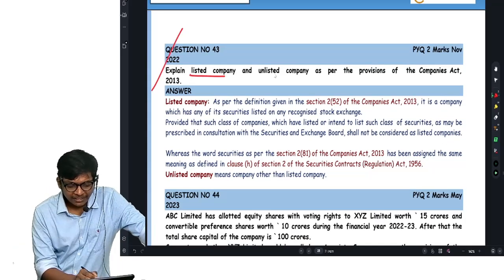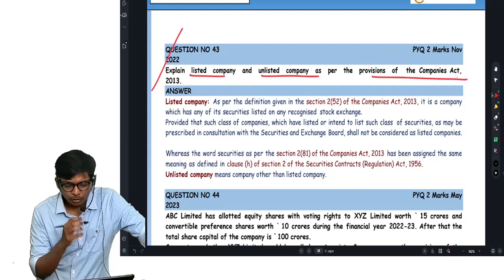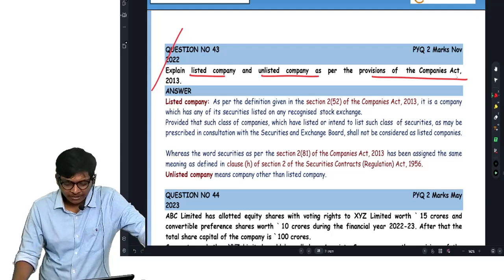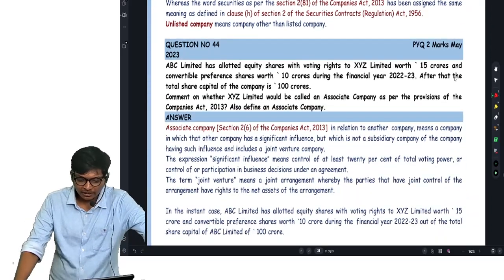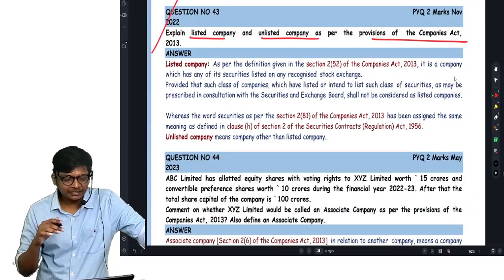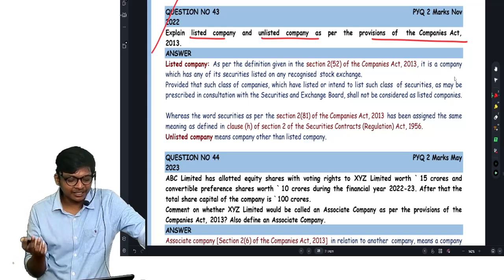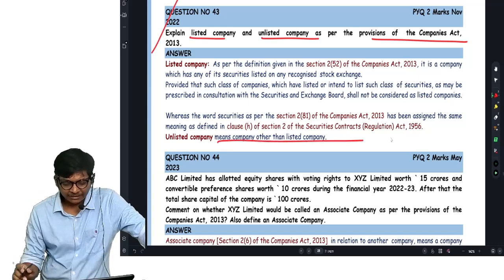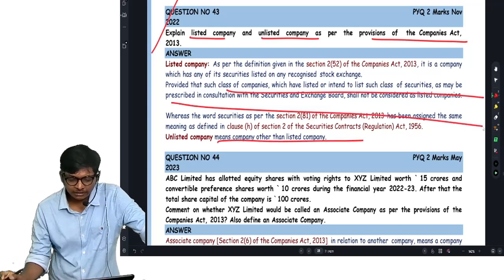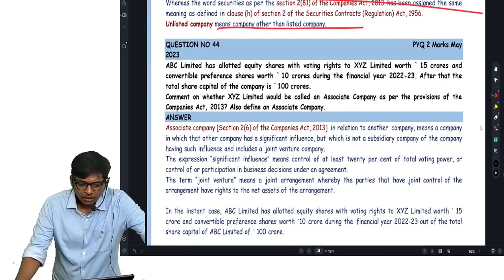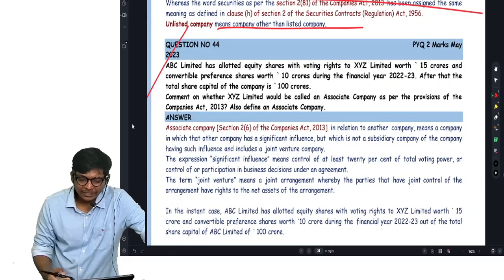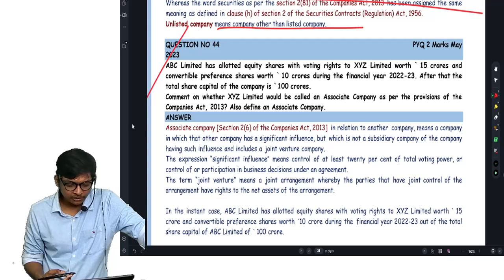Explain listed company and unlisted company as per the provisions of the Companies Act. You know what is a listed and unlisted company? It came for 2 marks in November 22. Write that. Listed means listed on a recognized stock exchange. Unlisted means other than a listed company. Next, May 2023, a 2 mark question.